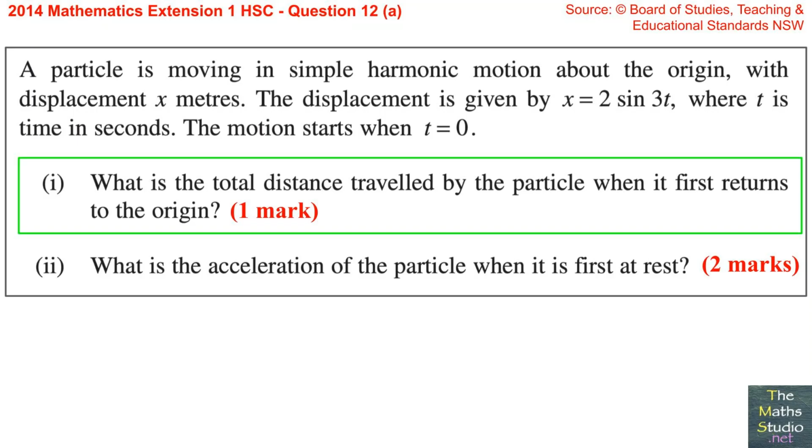Question 12, Part A. A particle is moving in simple harmonic motion about the origin, with displacement x meters. The displacement is given by x equals 2 times sine of 3t, where t is time in seconds. The motion starts when t equals 0. Part 1. What is the total distance travelled by the particle when it first returns to the origin?